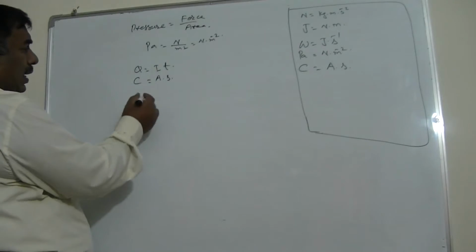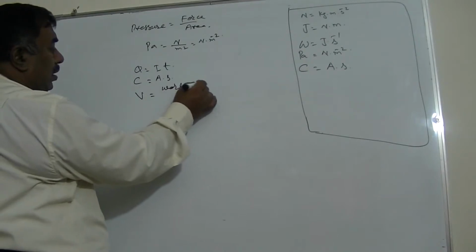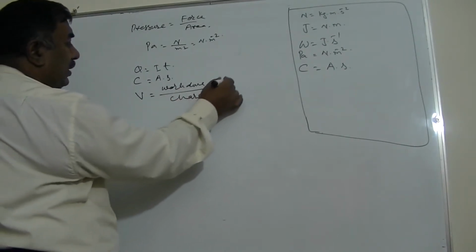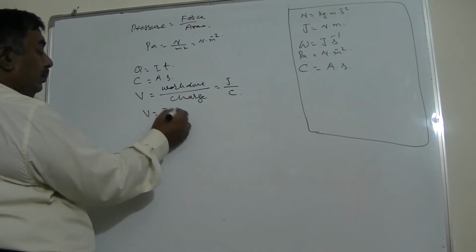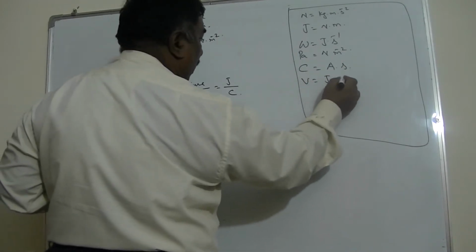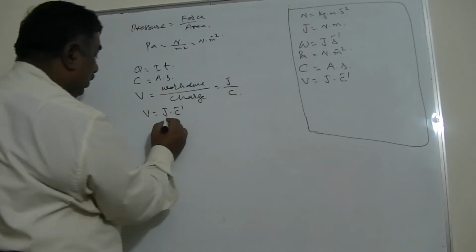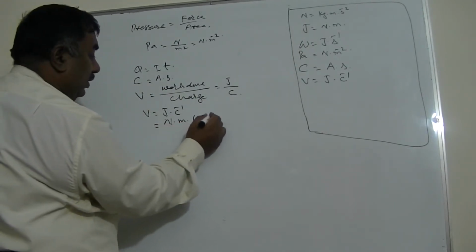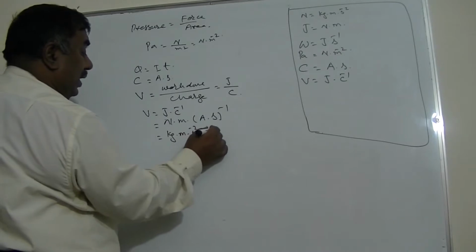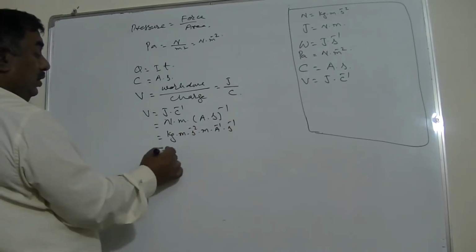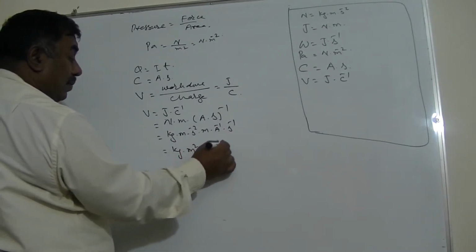Then there is the volt. We define volt as the work done upon charge. Work done unit is joule, charge is coulomb. So volt is equal to joule per coulomb. And if I want to convert this, joule is already Newton into meter, coulomb is ampere into second. Again Newton is kg meter per second square, so this will be kg m square s power minus 3 A power minus 1.